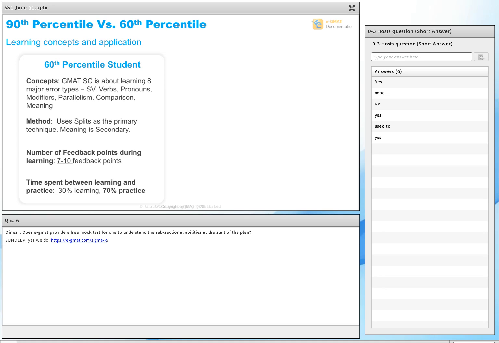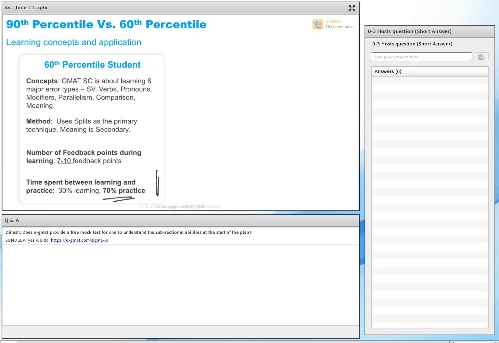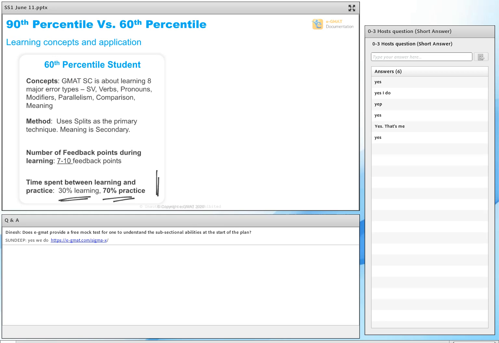While learning concepts, they get about 7 to 10 feedback points while learning, which is on how well they are learning those concepts. And these people actually go through the concepts fairly well and then end up practicing questions 70% of their time. Okay. Anyone recognizes this behavior? You know, people say, I'm going to rush through the concepts. Now I know all the concepts. Let me just practice, because my way to get better is by practicing.